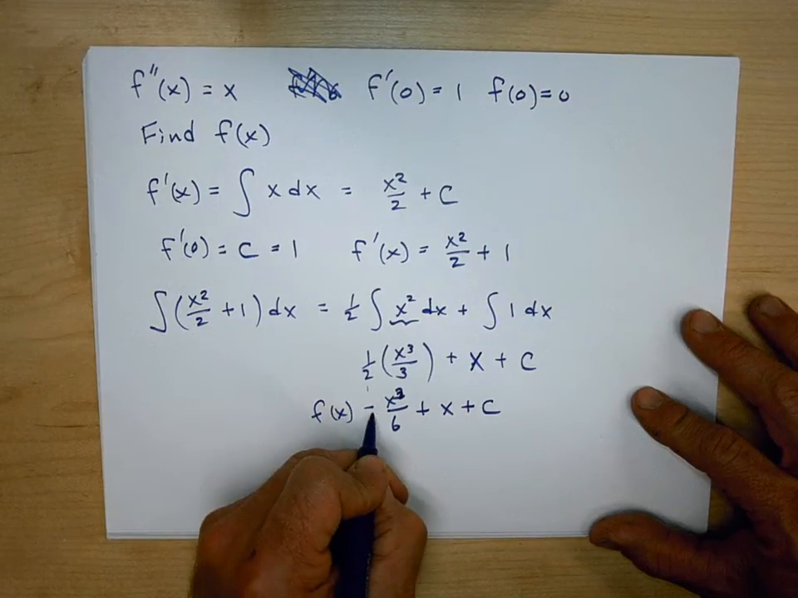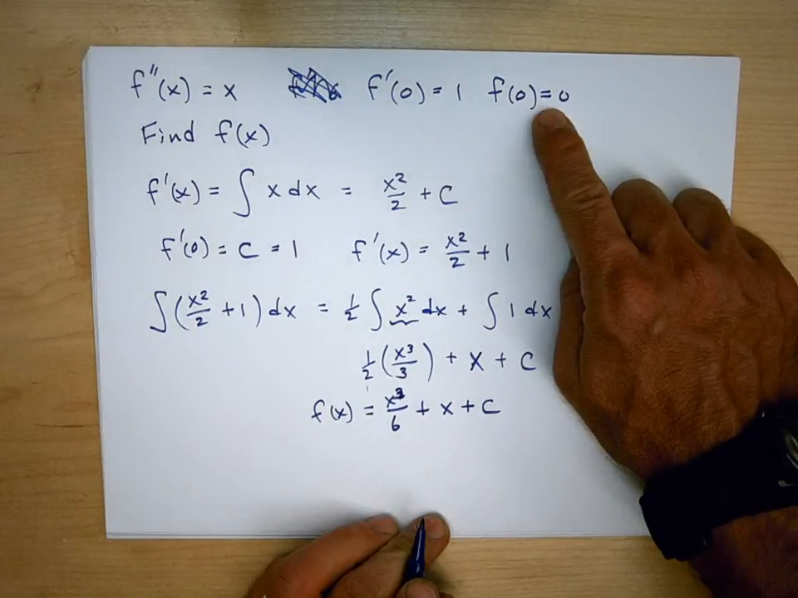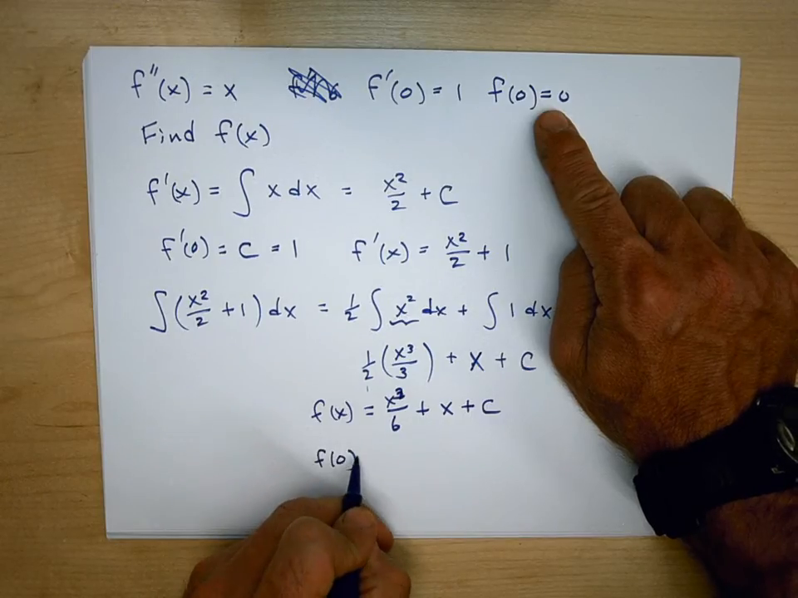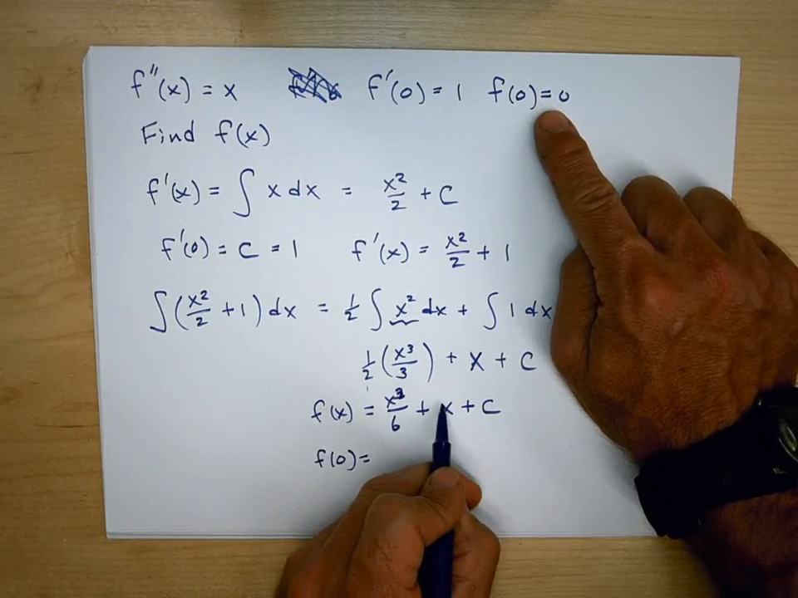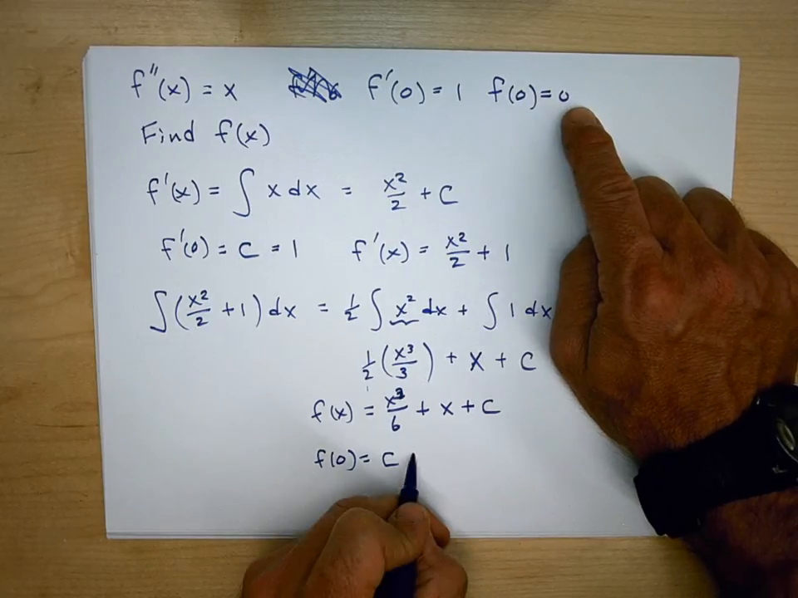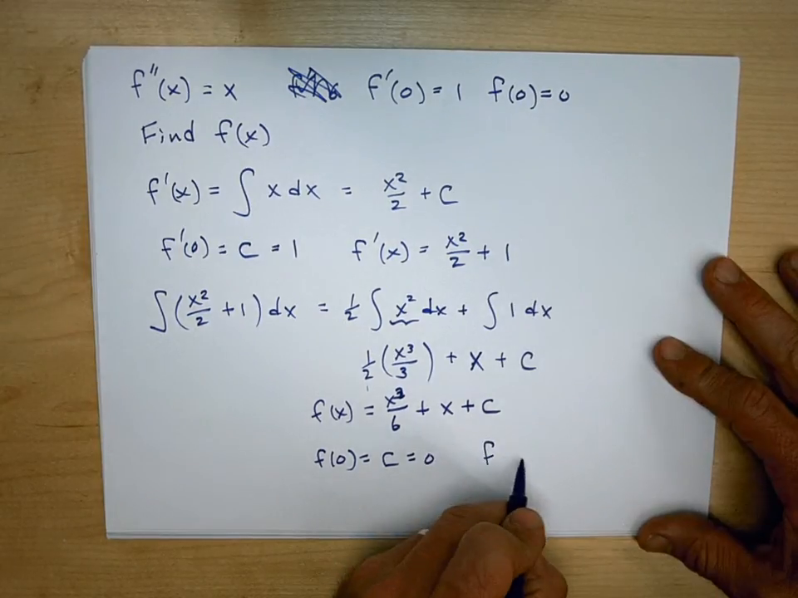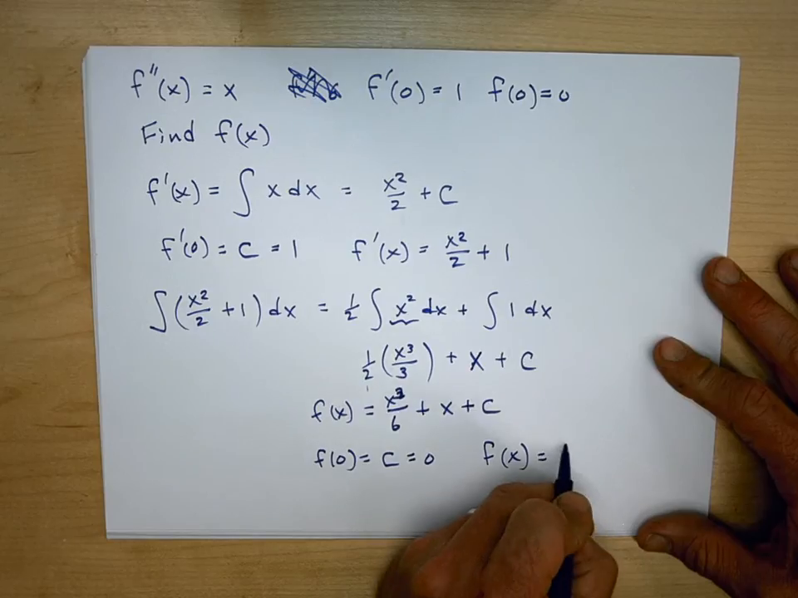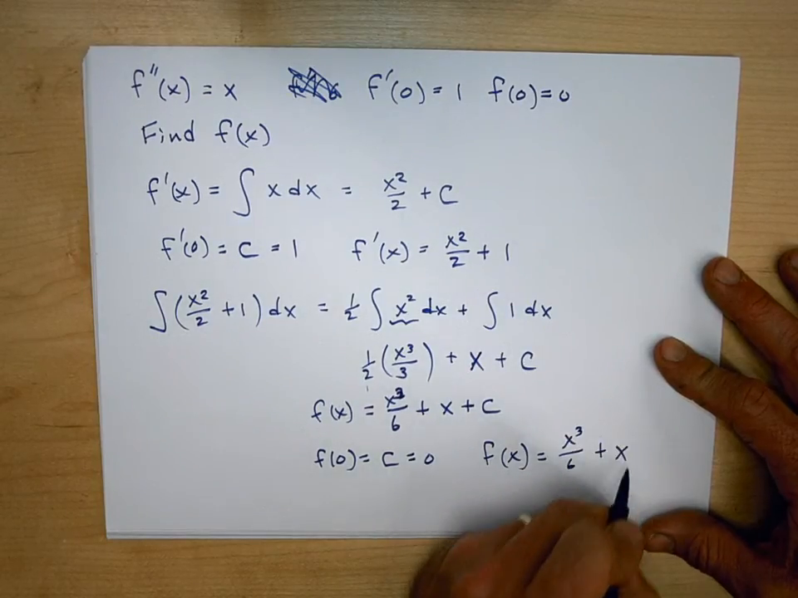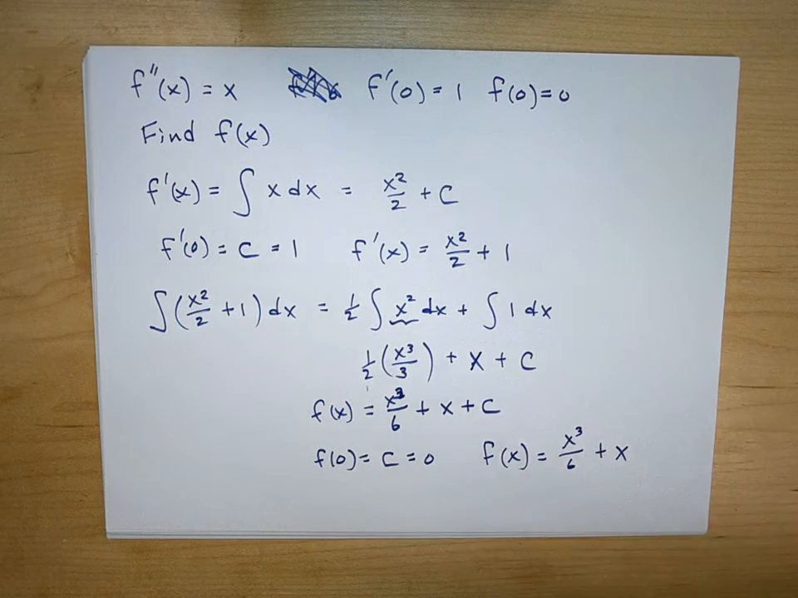Now I know that f of 0 equals 0. And using this expression, f of 0 is c, and f of 0 is 0, so c equals 0, and my particular solution is x cubed over 6 plus x. And that's how we use antiderivatives to solve differential equations.